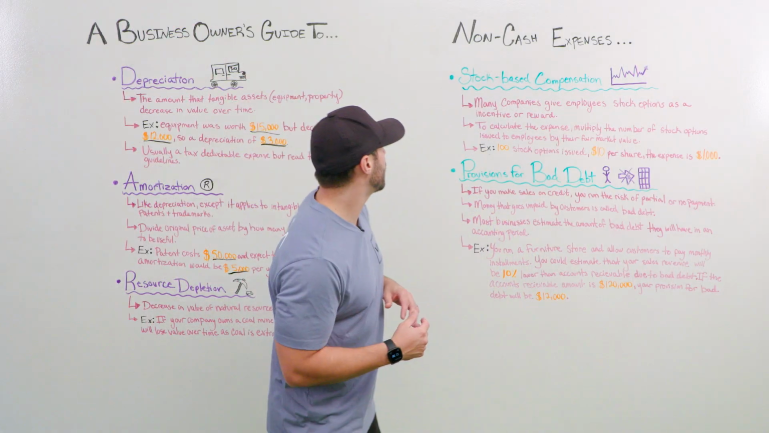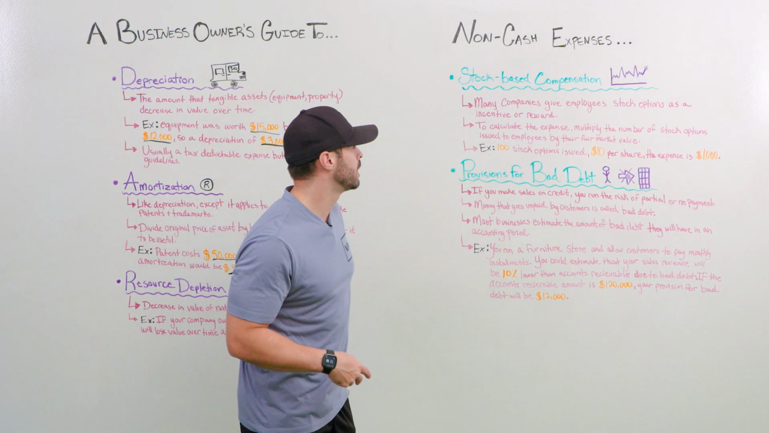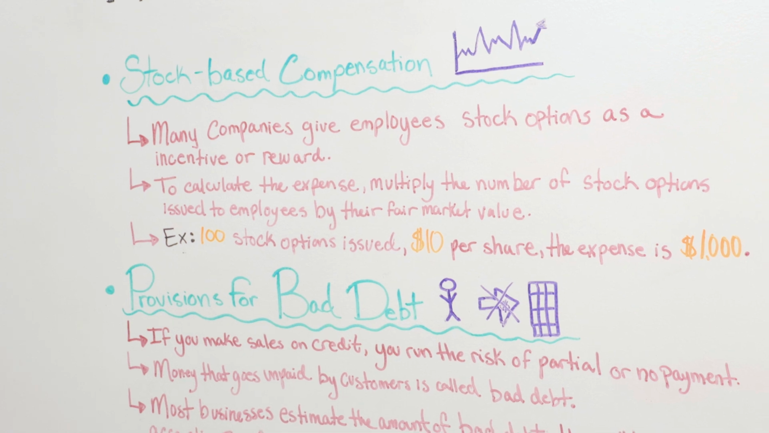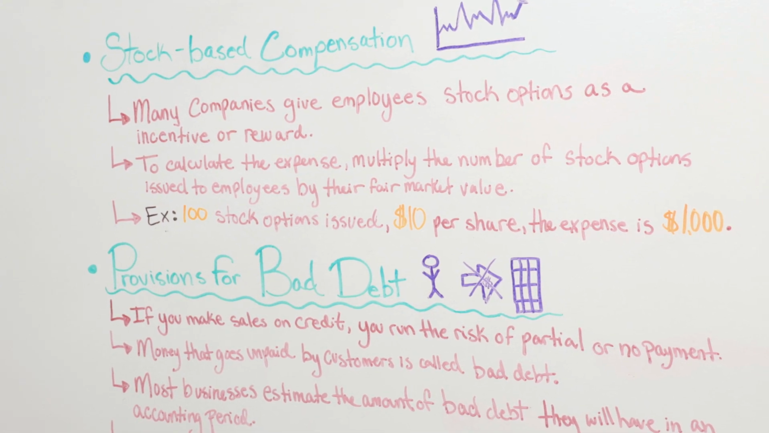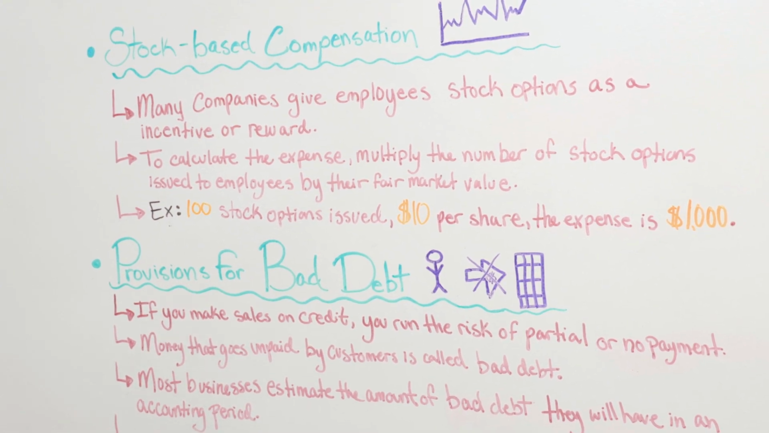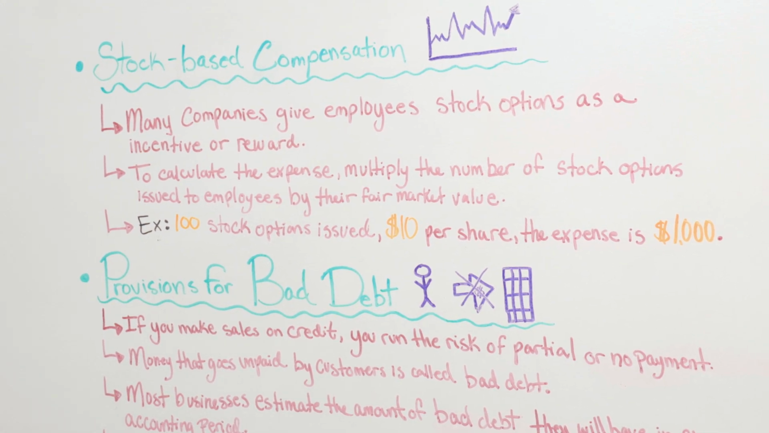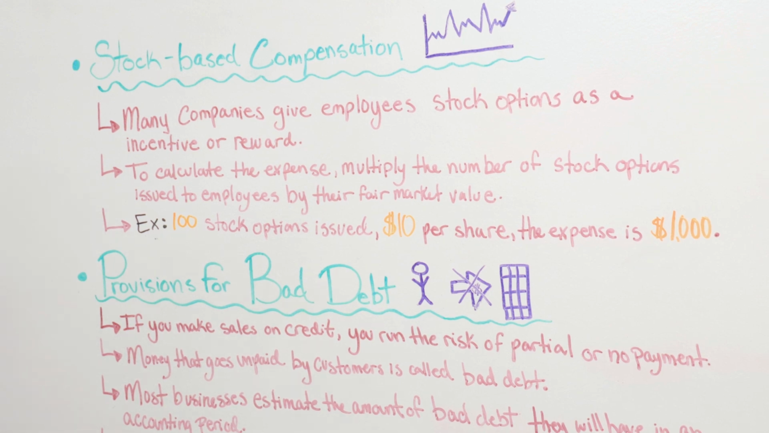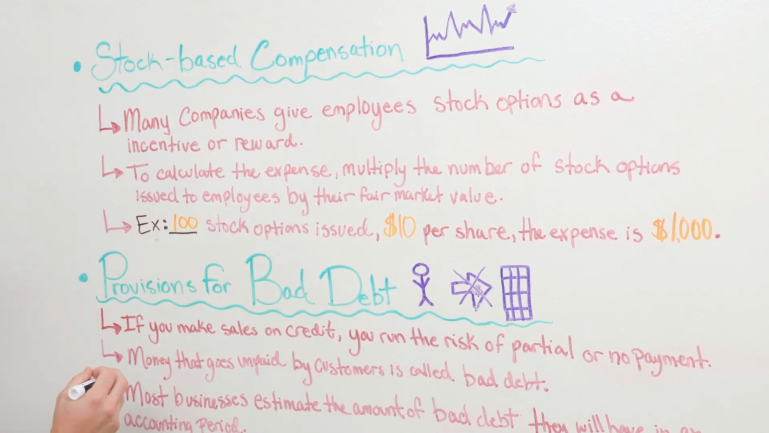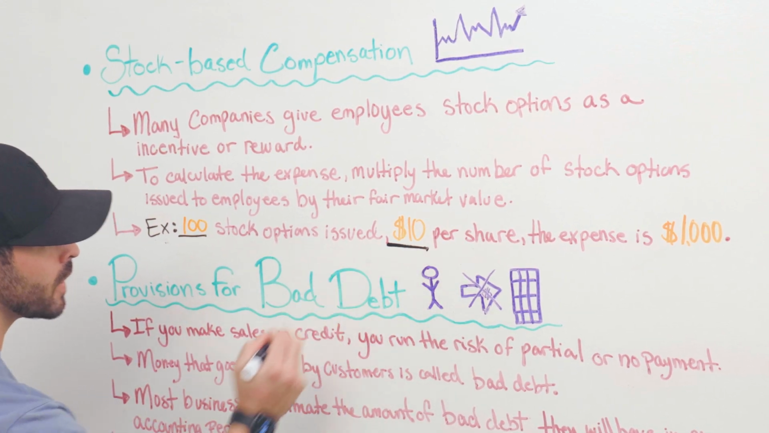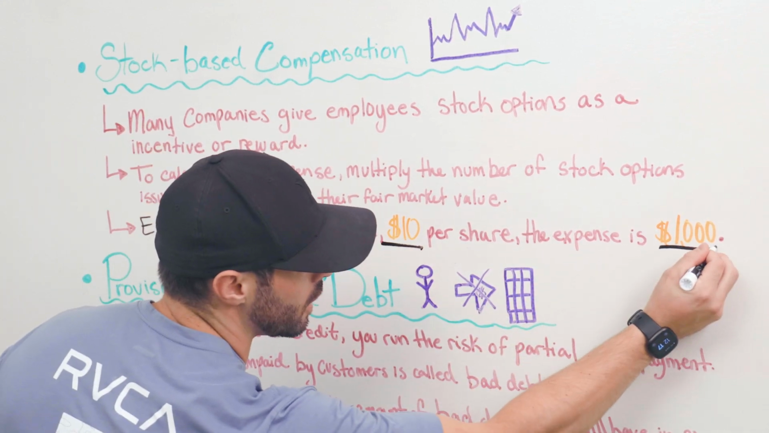The next one we're going to take a look at is stock-based compensation. Many companies give employees stock options as either an incentive or reward. So to calculate the expense, you're going to multiply the number of stock options issued to an employee by their fair market value. So the example we have here, let's say 100 stocks are issued to an employee at $10 per share. The expense for this is $1,000.